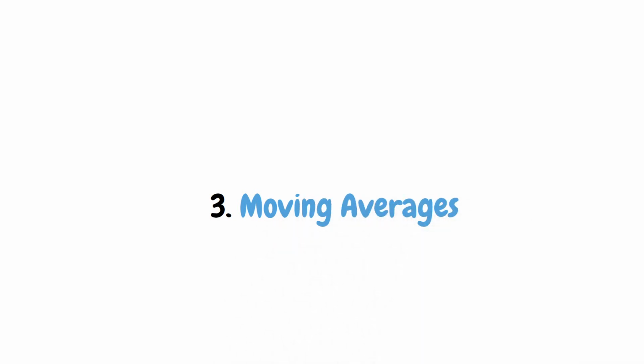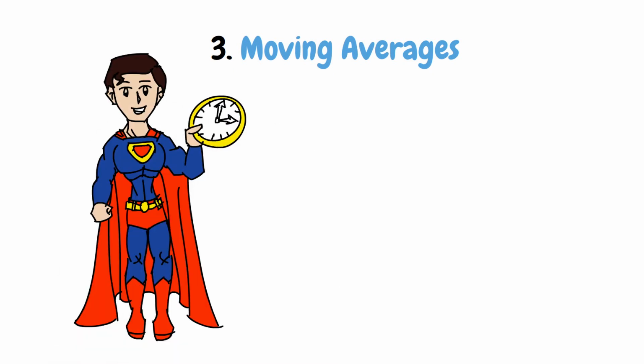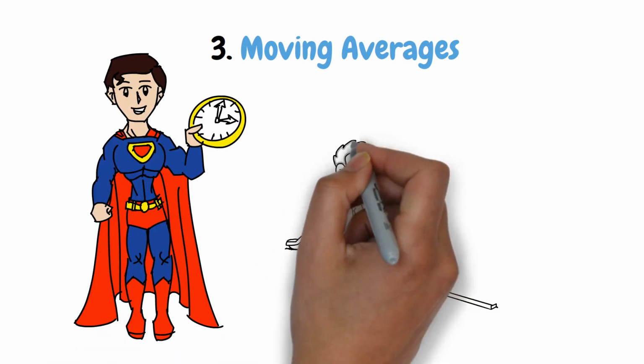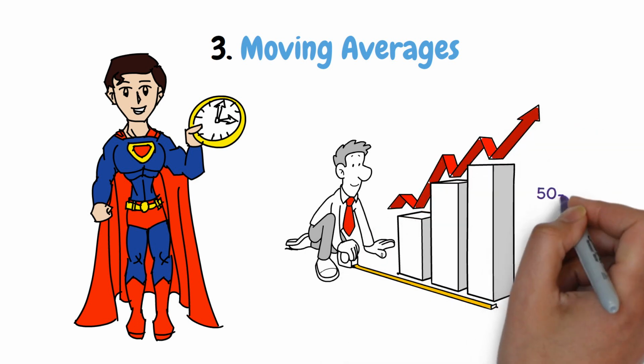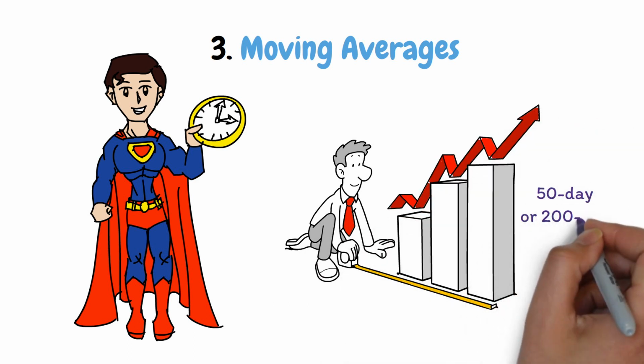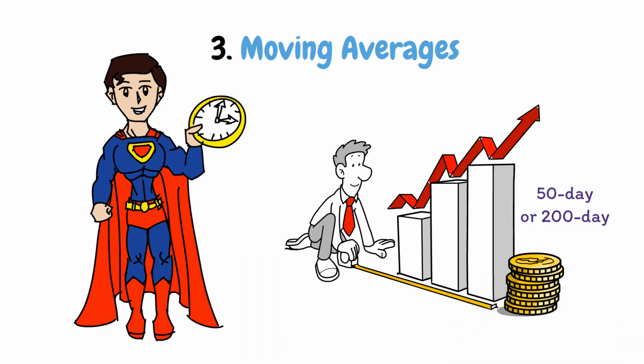Moving averages. Imagine observing our bakery over months and noting average sales. In stocks, moving averages smooth out price data to create a single flowing line, which can help spot trends. There are different types, like the 50-day or 200-day moving averages, representing average prices over those periods.